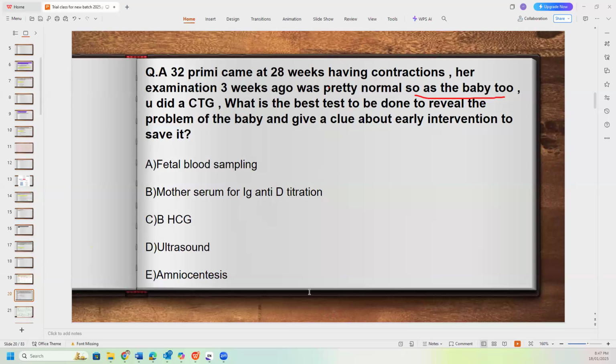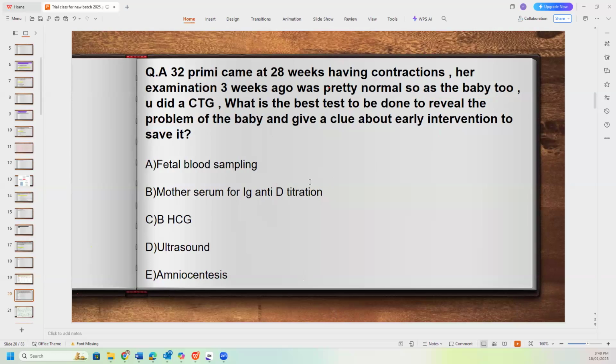Amniocentesis is not generally the term used because fetal blood sampling is more appropriate. Amniocentesis is the test we use to detect chromosomal abnormality within the fetus, not to help us predict the preterm chances of the labor.